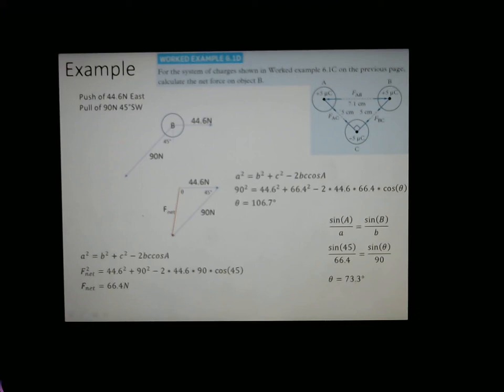Oh God. Now look, here's the thing. Because sine gives you two solutions, there are two different angles that produce the same ratio. You see here that 73.3 and 106.7 are complements of each other. They add to 180 degrees. So sometimes you've got to be careful.